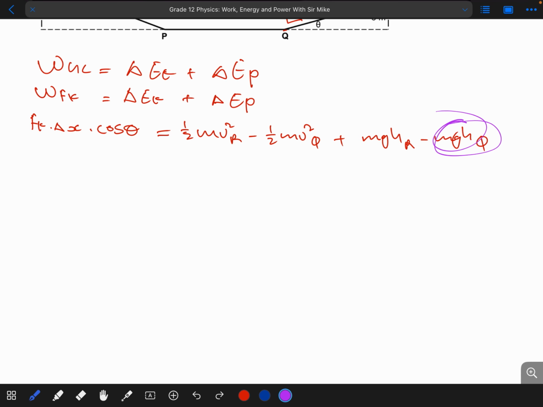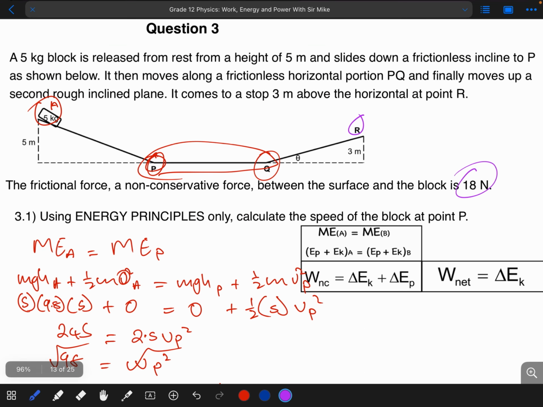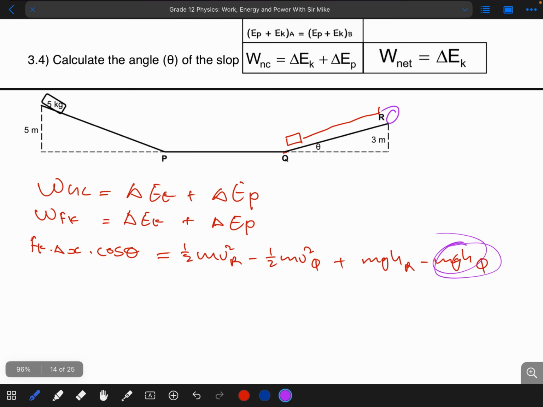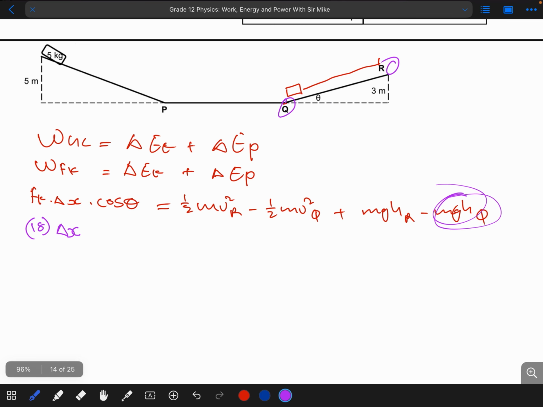They gave us the kinetic frictional force to be 18. So it will simply be 18 multiplied by delta x. Now remember that we do not know how far this object was displaced between point Q and R, so that's what we are trying to find. After we find that displacement, you would notice that this is a type of triangle that we have there.